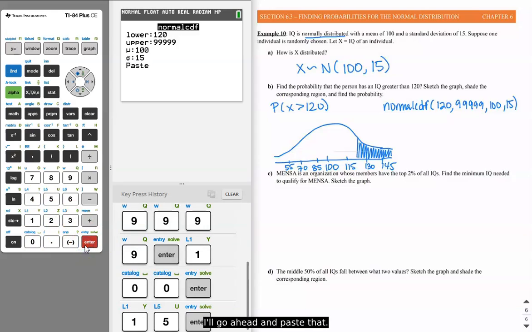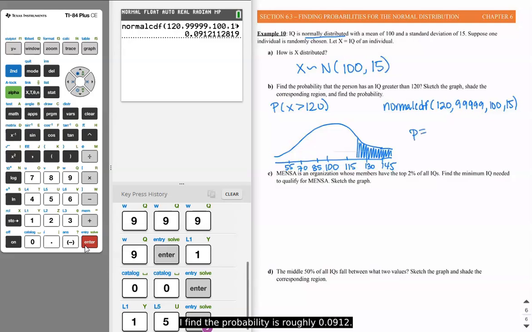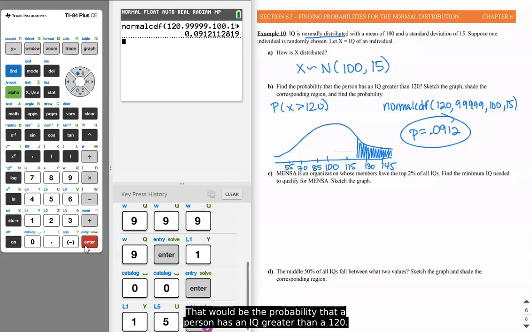I'll go ahead and paste that. And so I find the probability is roughly 0.0912. Now, if it wants it as a percentage, you then, of course, can multiply by 100 to find that is roughly 9.12%. So that would be the probability that the person has an IQ greater than 120.